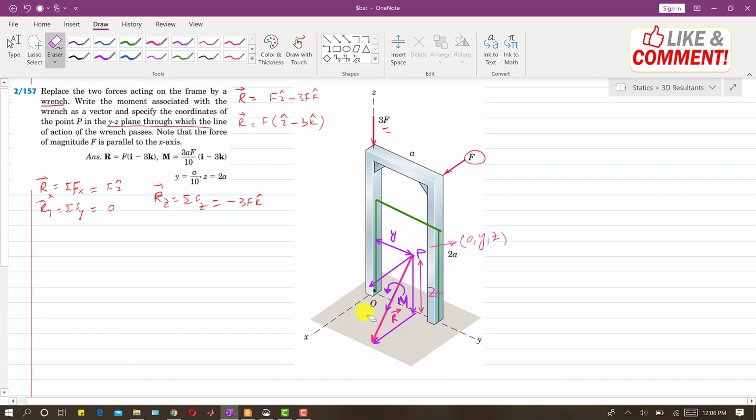Let me clear this diagram so that we are able to see it clearly, right? So this is that wrench, and let's say that this line is the X dash axis, and this is the Z dash axis at this point P. And if I draw the Y axis here, let's say that if I copy this Y axis and place it here, then this is the Y dash axis, which is parallel to the Y axis, right? So this is the X dash, Y dash and Z dash axis.